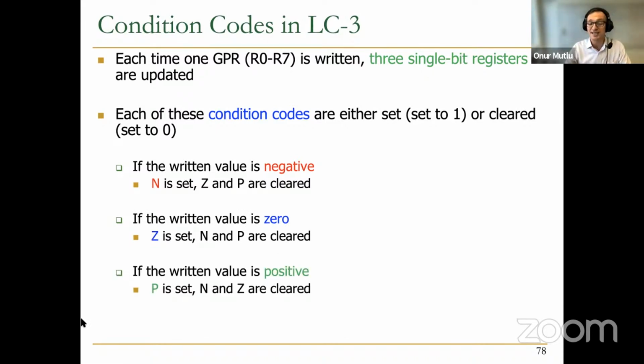If the written value is positive, the P condition code is set and N and Z are cleared, indicating that the value that's written is positive. So hopefully this is very simple. You have 3 condition codes, 1 bit each, NZP. They're set every time you write to a register, based on the value that you write, whether it's negative, positive, or 0.